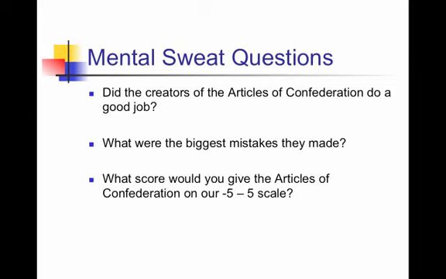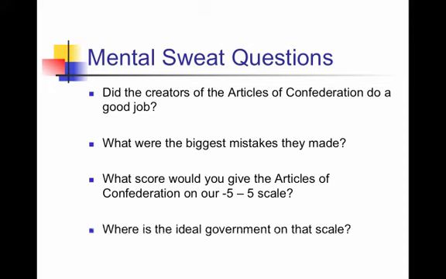Third, what score would you give the Articles of Confederation on our -5 to 5 scale? So -5 to +5. Is this more authoritarian, more of an anarchy? In fact, even write it in on the scale that you have on the sheet where you were writing in the teacher names. Where is the ideal government on that scale? If you could pick one spot to put a government, where would you want to be on that scale? And finally, where are we today? If you look at modern America, where do we fit on that scale? Are we -5, 0, 5, +3, -2? Where do we fit? Think about that.